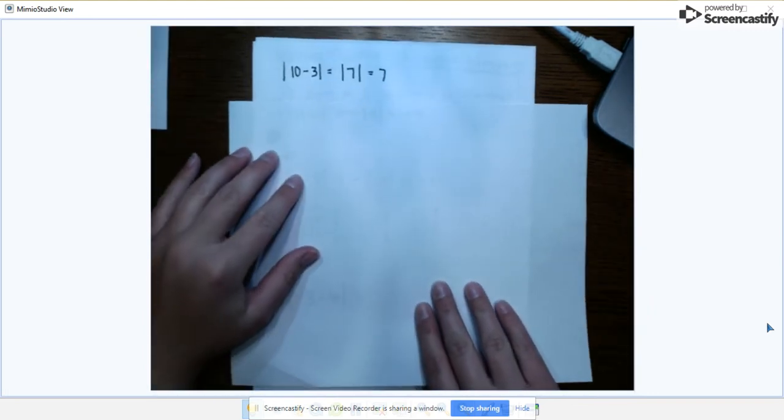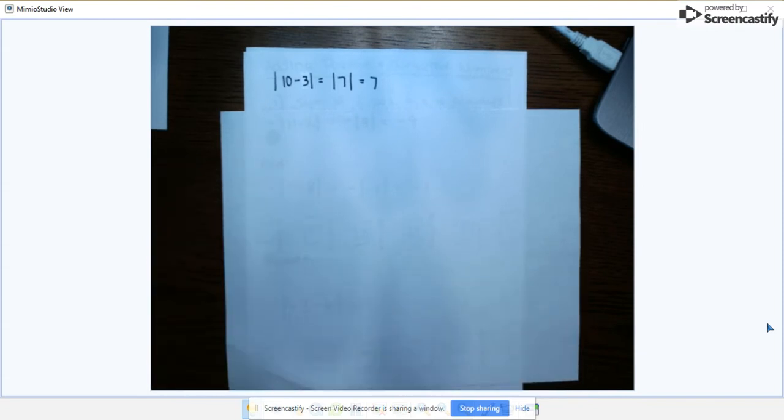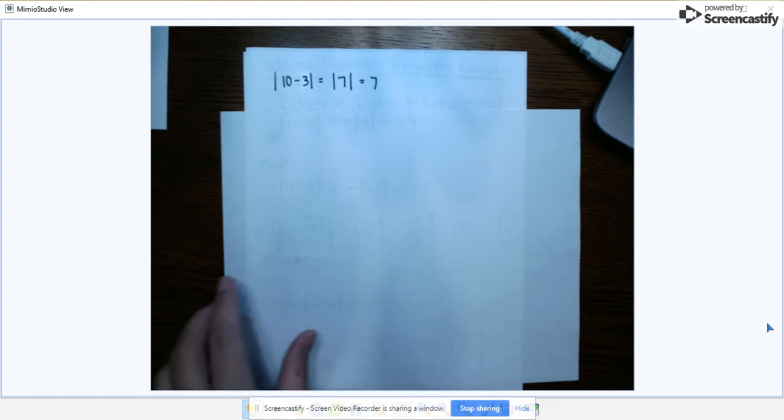We might have some algebraic expression. So the absolute value of 10 minus 3, you can simplify the inside. That becomes the absolute value of 7, which is 7.